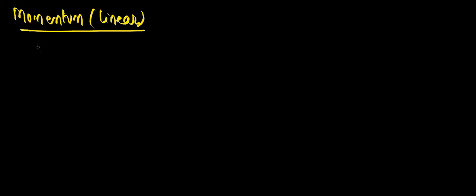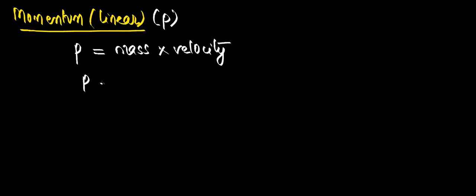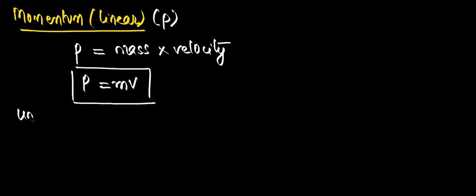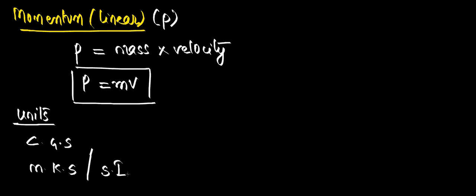So what is this linear momentum? It is denoted with the letter P. It is defined as the product of mass and velocity. Okay, so P is equal to M into V. This is its formula. And what will be the units of P now? We have two different systems for units: CGS system and MKS system, or system of international units. In CGS, the mass unit is gram, and the velocity unit is centimeter per second. Getting my point?